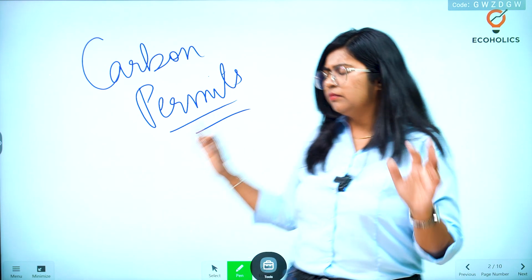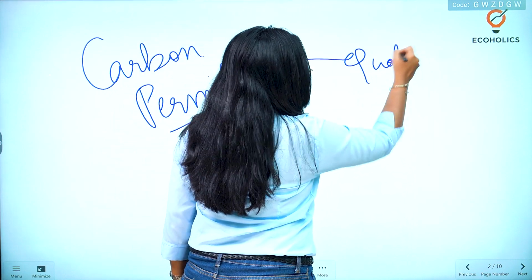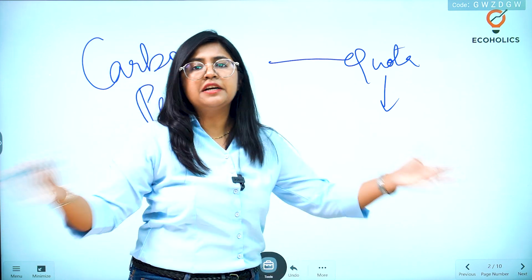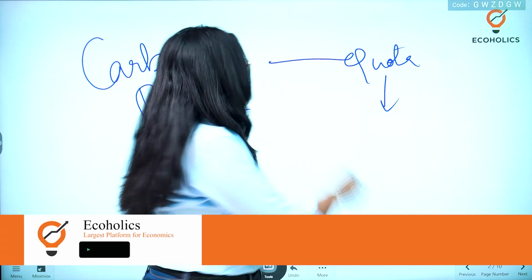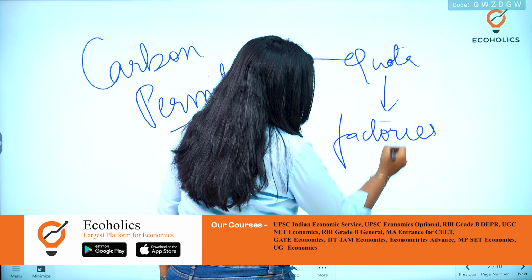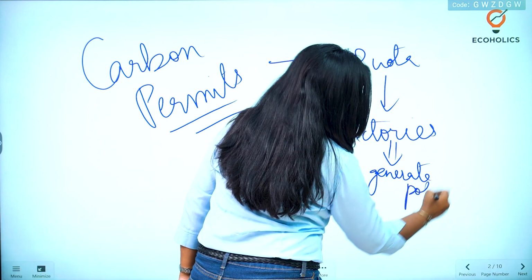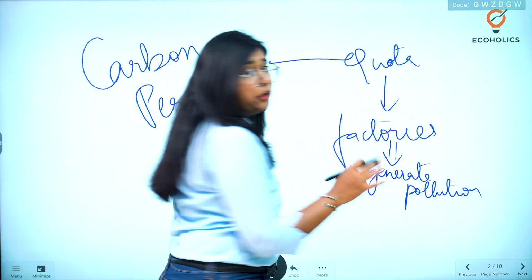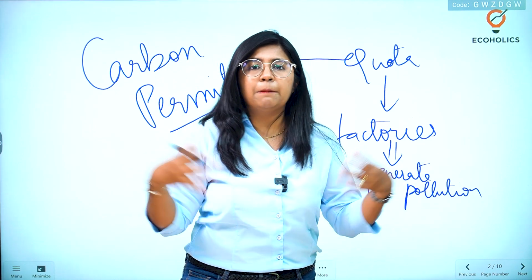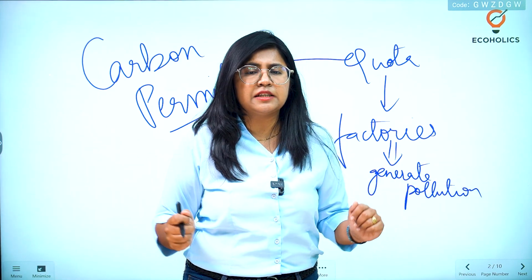Now let's understand the concept of trading and how these carbon permits or pollution permits are traded within the economy. Imagine that there is a certain quota given for different factories or different industries which are generating pollution. So quota is given to factories of different industries which generate pollution. Pollution is a negative externality, we all know that, and which is why the lesser the pollution, the better it will be for the environment and for the future generations, for sustainability.